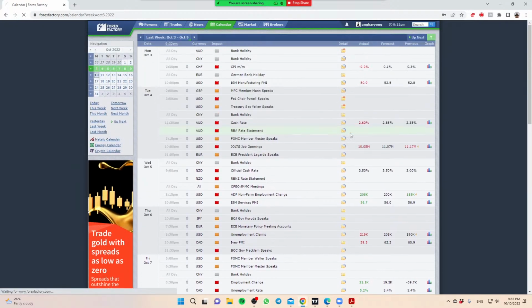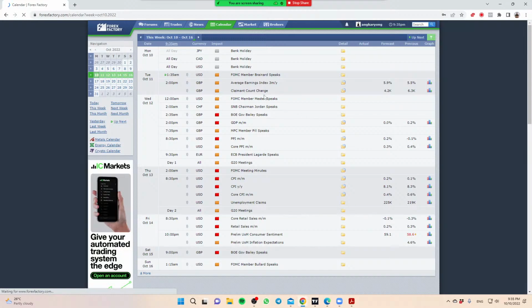Let's jump into the week for now. Today we do have a couple of bank holidays, so not much of a movement that you can expect. Tomorrow and Tuesday, not much as well. On Wednesday, we do have the US PPI. That might give a little bit of impact in the market.